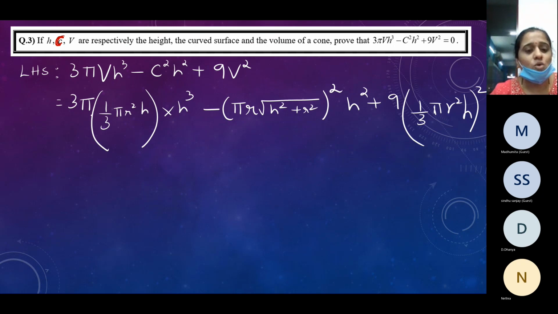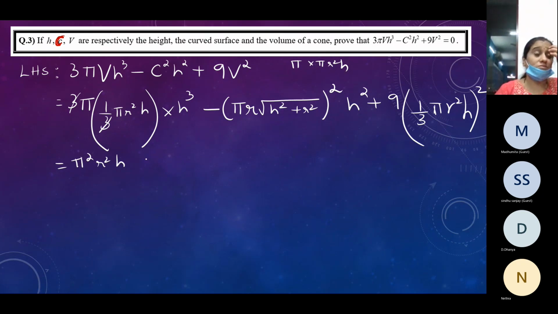Now, next step. Okay, sorry. I thought there was a 3 here. Now, can we cancel the 3 and 3? Yes. Okay, you can cancel the 3 and 3. Then pi into pi square, correct? Pi into pi r square h. Yes or no? So it will be pi square r square h. Correct? Yes, ma'am. What is pi into pi r square h? Pi square r square h.